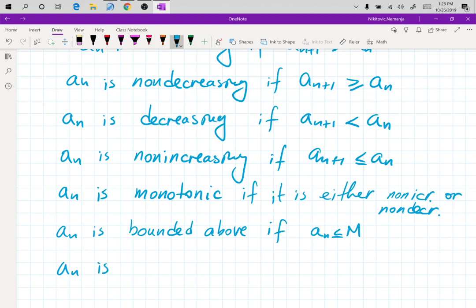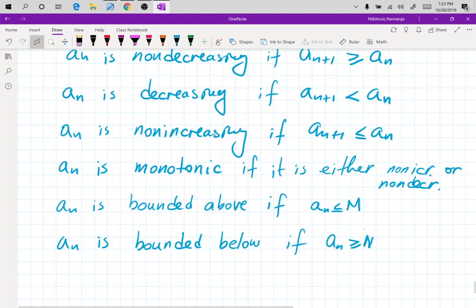An is bounded below if an is larger than or equal to some value, so the sequence is bounded from below.